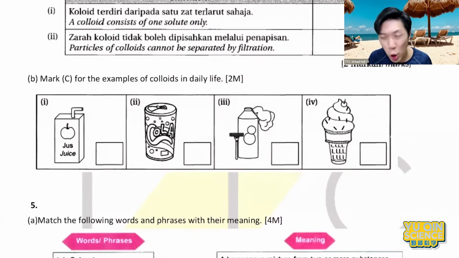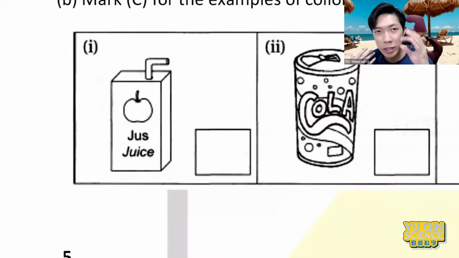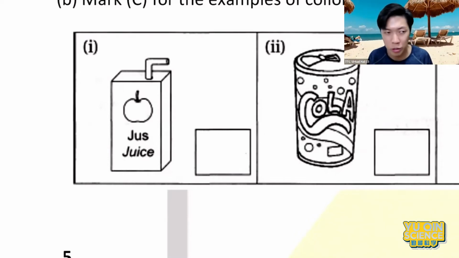Okay, mark C for the examples of colloid in daily life. Ooh, juices. There's an argument to this also. Usually when we say fresh juice, like when you go to a restaurant and order fresh orange juice or apple juice, that is suspension, because there are things floating inside, things sinking at the bottom, things around it, right? So that's pretty much suspension.